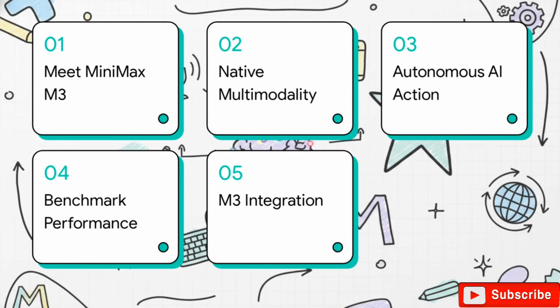So here is our roadmap for today's explainer. First, we'll officially meet the MiniMax M3. Then we'll unpack its native multimodality and massive context. After that, we'll see some autonomous AI in action, review its top-tier benchmark performance, and finally, cover how to start integrating M3 right into your workflows.